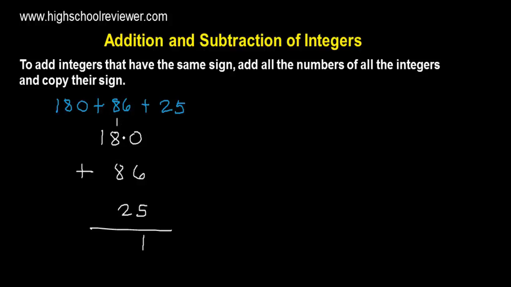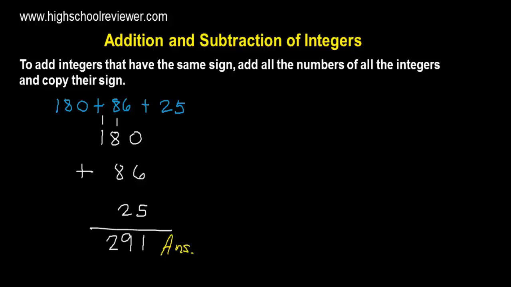1 plus 8 is 9. 9 plus 8 is 17. 17 plus 2 is 19. Bring down 9 and then carry 1 to the next column. 1 plus 1, that is 2. No need to put here the sign because they are considered positive integers. Therefore, positive 291 is our final answer to our third problem.